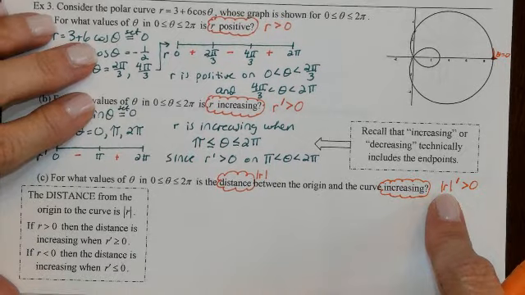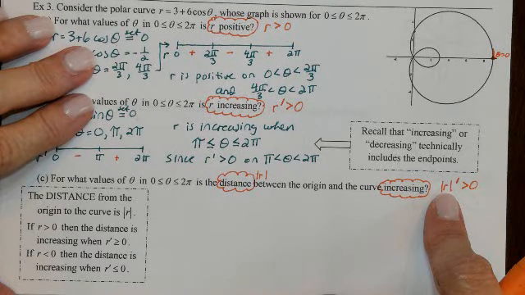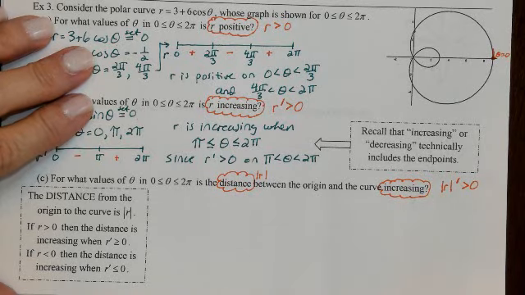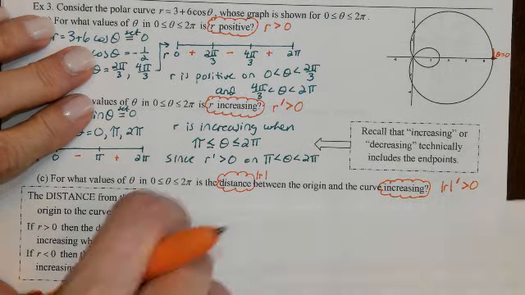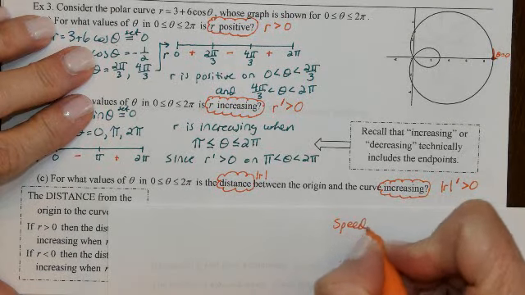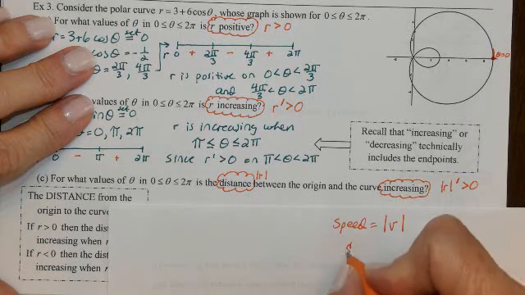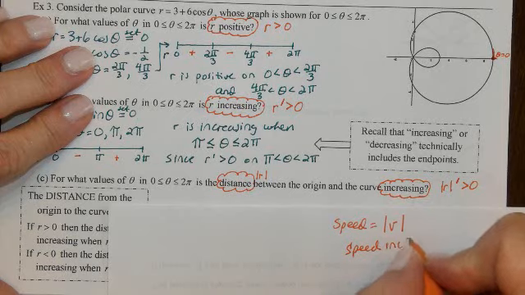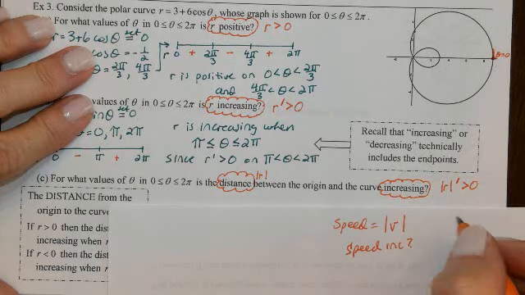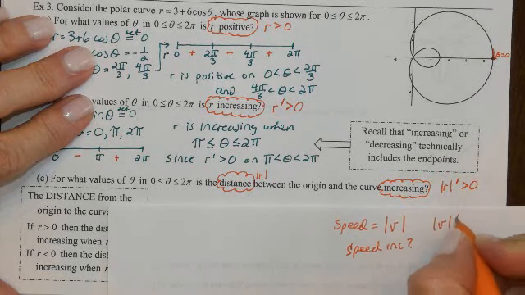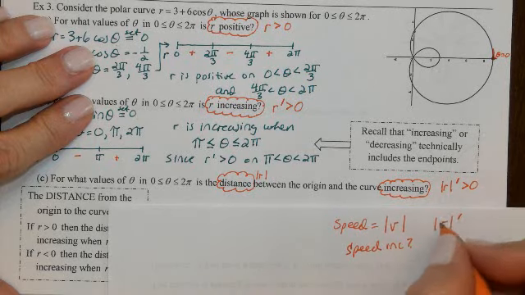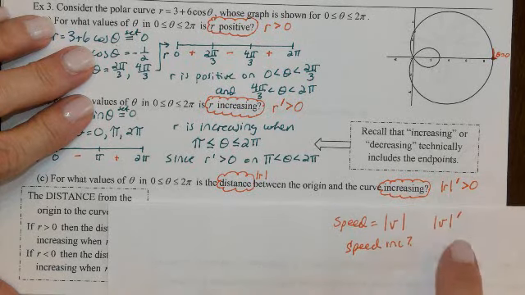Do you recall way back when we did rectilinear motion, and we were trying to see when the speed was increasing and when it was decreasing? I said then that speed was the absolute value of velocity, and we need to take the derivative of that absolute value of v. And I said, that's not an easy thing to do. Do you remember me saying that?